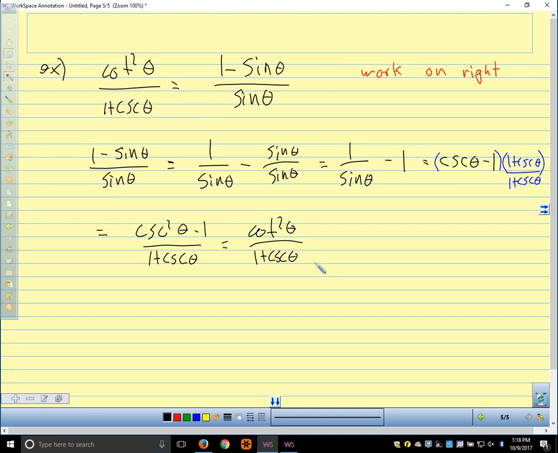Sometimes you do this technique to write it so it's not a fraction. This time we did that technique to write it so that it is a fraction, and we chose that because the denominator of the fraction we wanted was 1 plus cosecant theta. If you work on the left side, really you go kind of in reverse. I would write this cotangent squared theta as cosecant squared theta minus 1, and then you would factor. All right, questions?